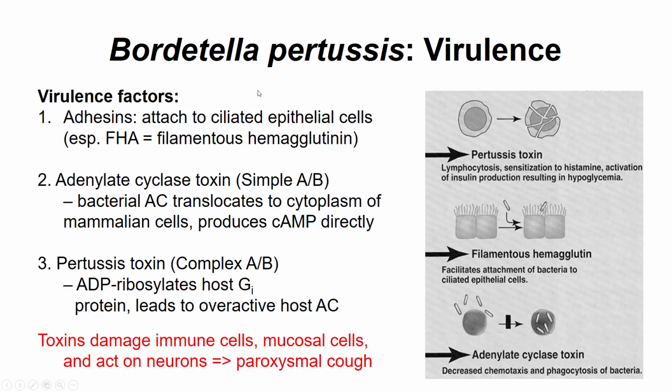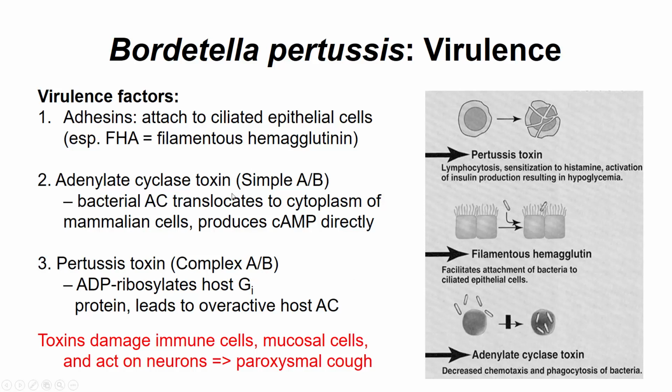Once you get adherence of Bordetella, then it starts producing toxins. It actually has a number of different toxins, but two that are well-studied, well-understood, and produced in pretty high quantities are the adenylate cyclase toxin, which is a simple AB type toxin, and the pertussis toxin, which is the one you've probably heard the most about, which is a complex AB type toxin. And so the adenylate cyclase toxin is an adenylate cyclase.